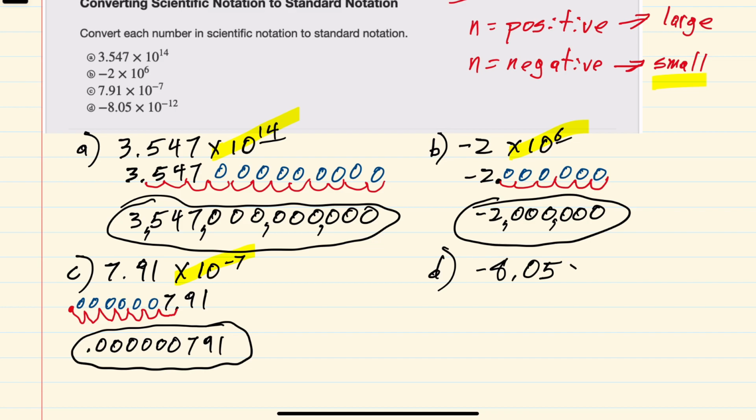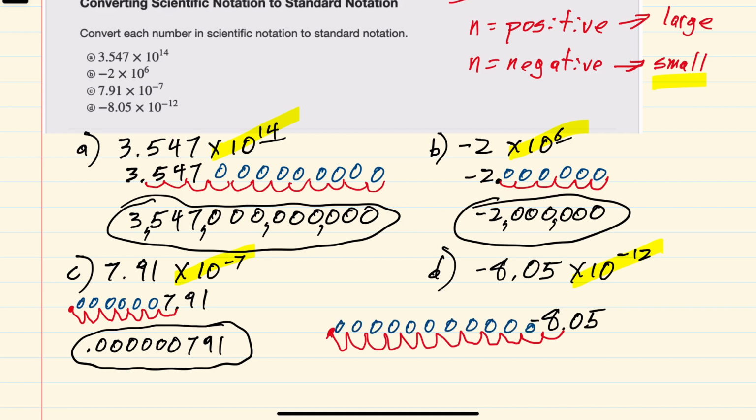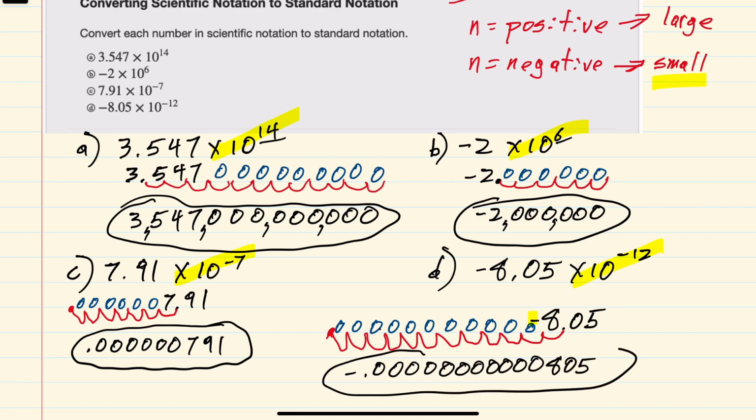For question D, we again have a negative n, another small number. We're going to need to move this decimal 12 spaces and make it a very small number. So we're moving 12 spaces to the left, backfilling those zeros. And we don't want to lose this negative, so I'm going to move that out in front. This is a negative, 11 zeros, and then 805 in standard form.